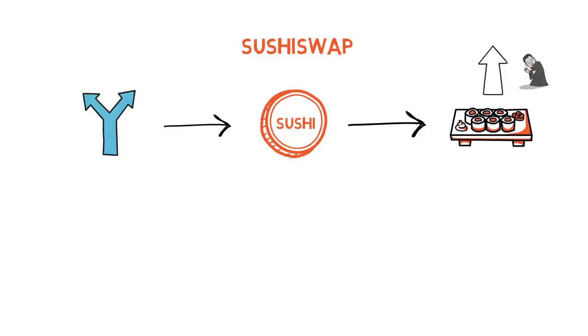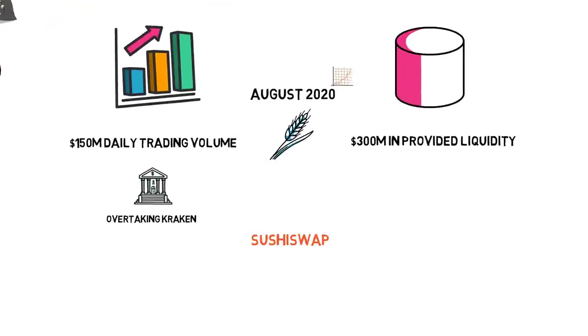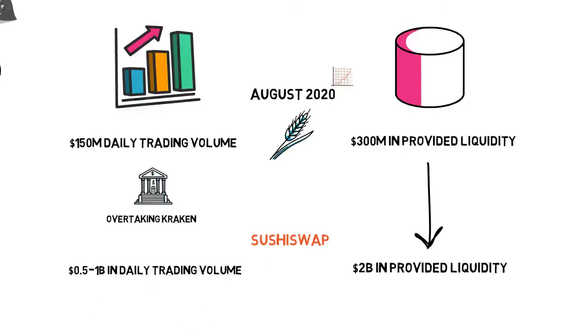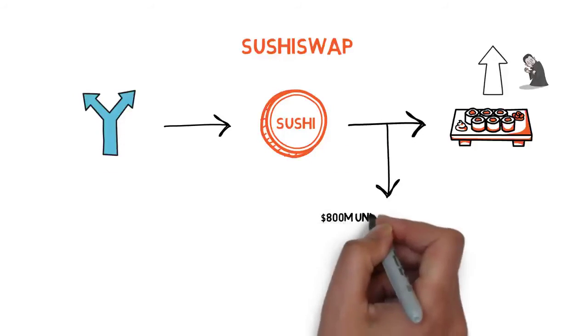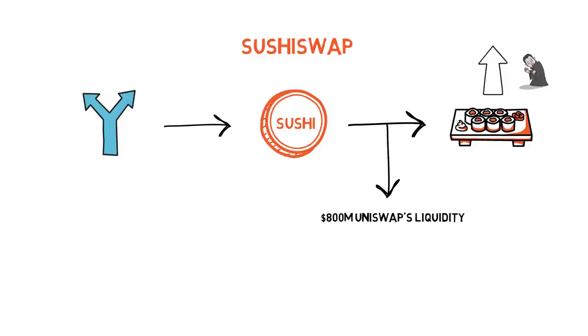The SushiSwap yield farming resulted in Uniswap's liquidity going from around $300 million to almost $2 billion in a matter of days. On top of that, the daily trading volume was ranging between $500 million and $1 billion, at some point overtaking Coinbase's daily volume. This was an incredible achievement, especially considering that Uniswap had only around 10 employees compared to over 1,000 employees at Coinbase. Before the liquidity migration from Uniswap to SushiSwap started, there was still around $800 million worth of Uniswap's liquidity staked on the SushiSwap platform.